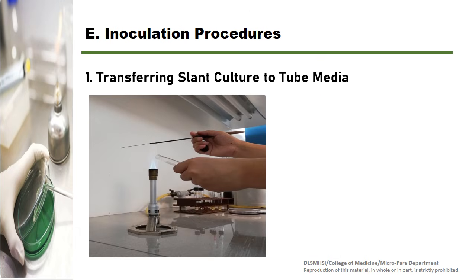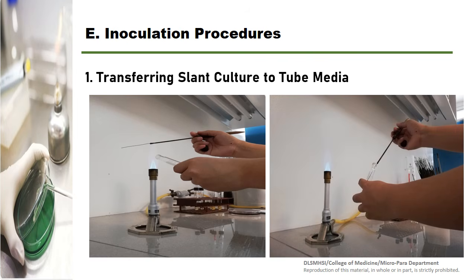Now, flame the mouth of your tube or slant culture. Flaming the mouth creates an air convection current, which prevents organisms in the environment from entering your tube culture. Therefore, it prevents contamination.